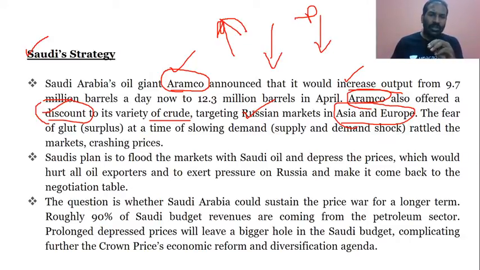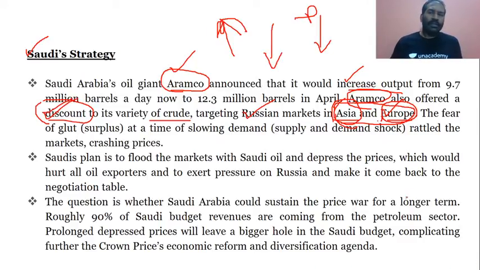Russia's economy is totally, or maximum, dependent on its exports of crude oil. Russia's market is Asia, Russia's market is Europe. So when Russia tries to export its crude oil to Europe and Asia, whichever countries in Asia are purchasing crude oil from Russia, or whichever countries in Europe are purchasing from Russia, those countries will be given discounts. So it would directly impact Russia's economy. So that is the strategy of Saudi Arabia.